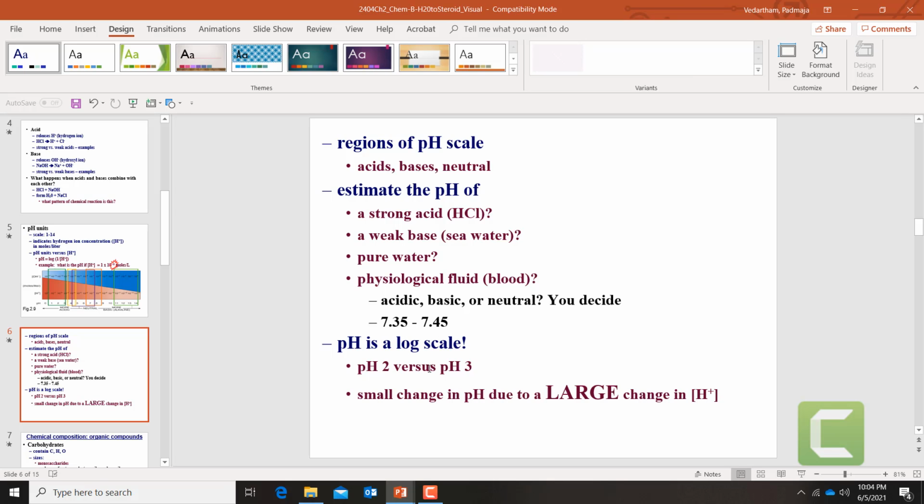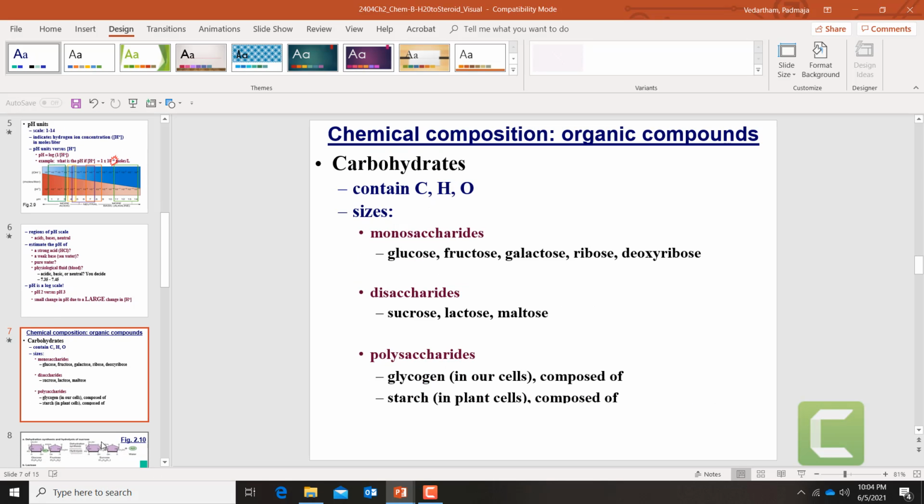We'll talk about that. A small change in pH is due to a large change in hydrogen ion concentration. So as I said, pH 2 to pH 3, it is 10 times. It's a log scale. It's a logarithmic value. It is not a linear value. It's an exponential value.